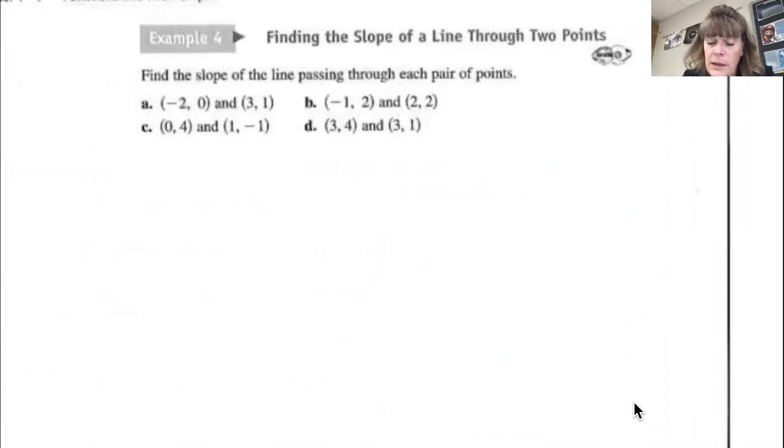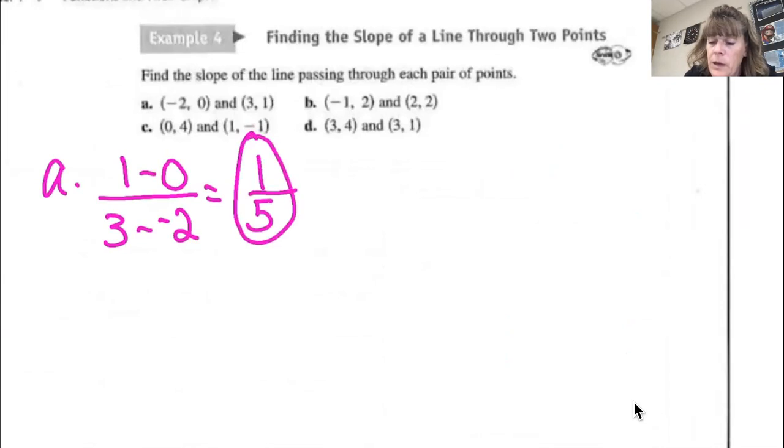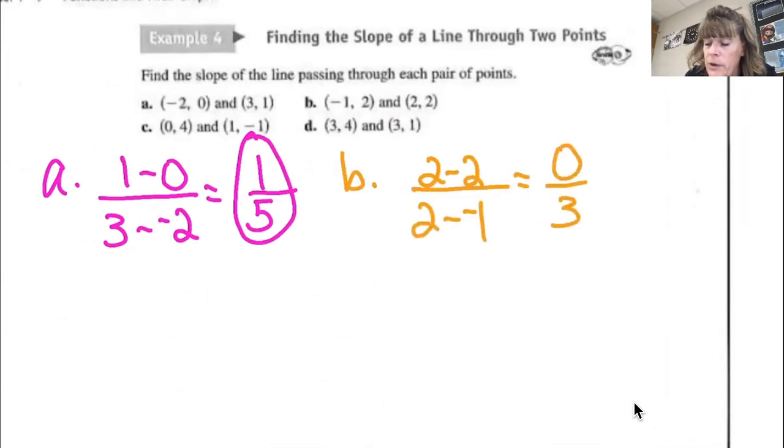Okay, so again, find the slope of these lines. So we'll start with A. We're going to take 1 minus 0 over 3 minus negative 2, which gives us 1 over 5. So then letter B would be 2 minus 2 over 2 minus negative 1, which is 0 over 3, which is 0. And that is a legitimate slope. You can have a slope of 0. That's like a horizontal line.